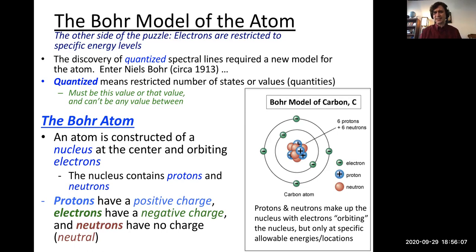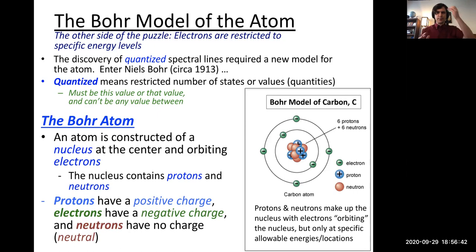Remember that quantized means restricted to a certain number of states, a certain number of values, very restricted to certain quantities. There are no in-betweens, it's this or that, not between this and that. So things are restricted to very specific quantities. Okay, we're going to come back to the quantization of the atom, which is really what Bohr did about 100 years ago. But let's actually talk about what the atomic structure is in the Bohr model.